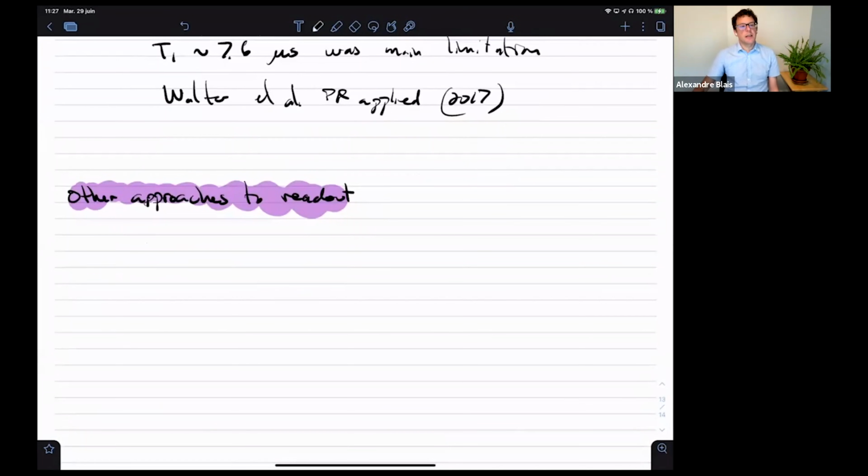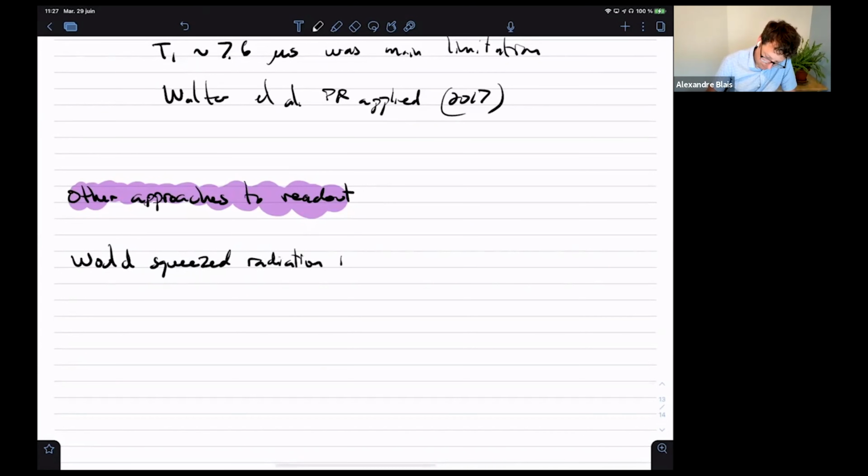And the first question that I would like to ask is, would squeezing help? Could we use squeezed radiation to improve qubit readout? And I imagine not everyone is familiar with squeezing. So I can say a few words about that very briefly. It's simple. And then I will move on.